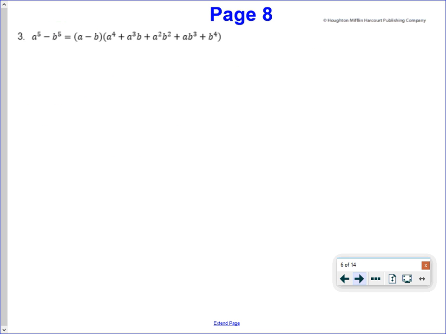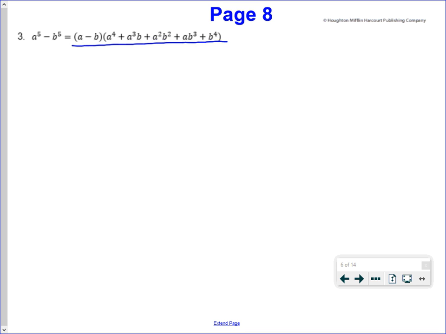Okay, I'm going to do one more. I'm going to do number 3. I'm going to show you a little different way to do it. You're going to see what we're going to do right now. Okay, so for number 3, we're going to multiply out these 2 polynomials on the right side. There's not a whole lot we can do on the left side, but there's plenty we can do on the right side.